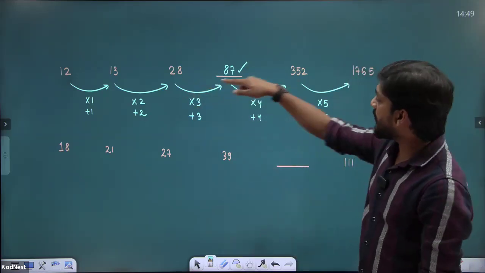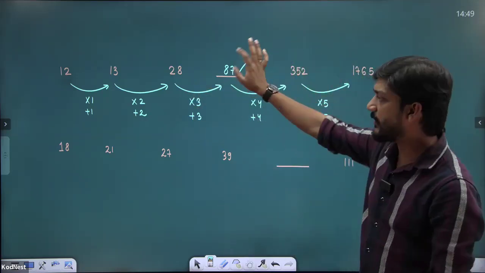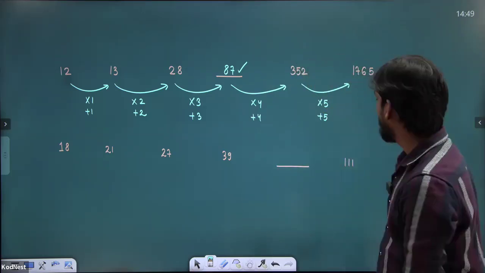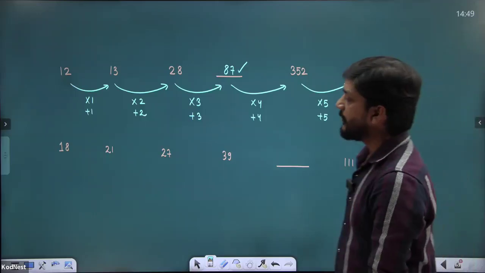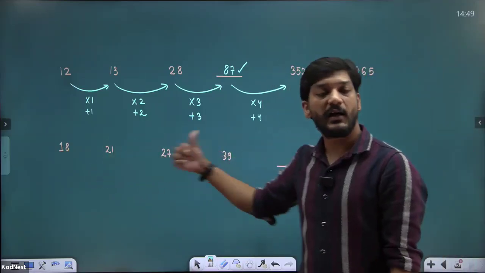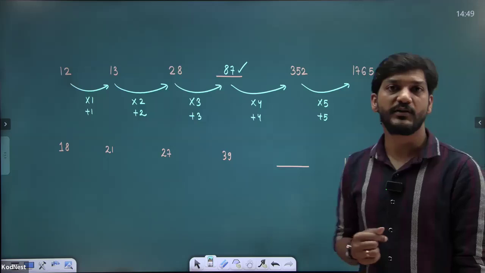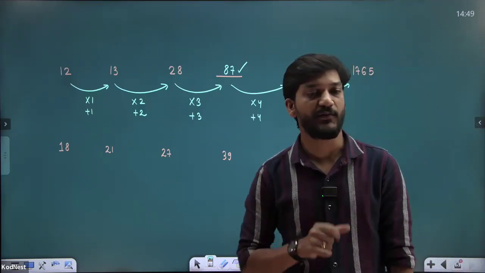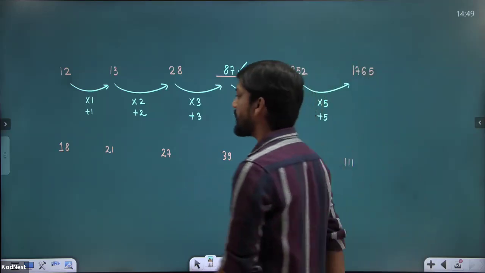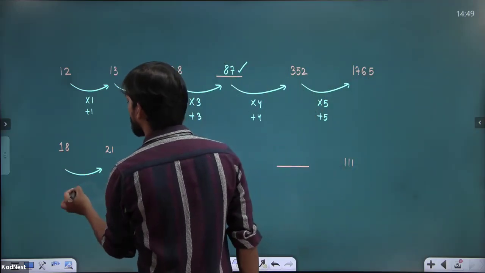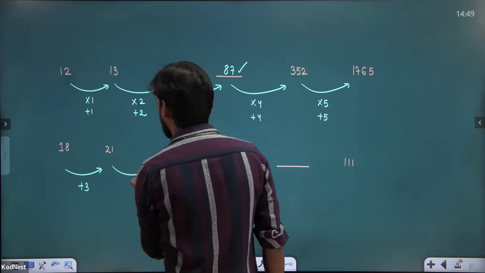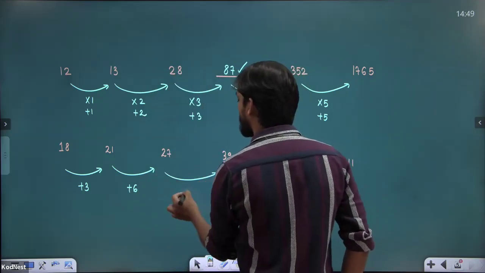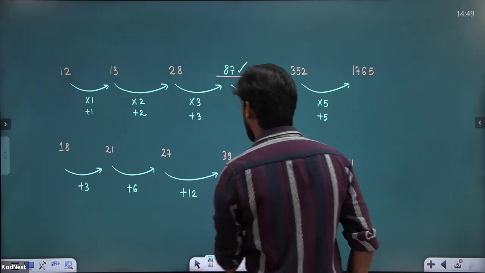Until you go till the last, please do not confirm it is the right answer. Please remember this. Now, when I come here, please carefully answer. Starting value 18 and last value 111. Is it a huge difference? No. So you can start with addition. So 18 plus 3, 21. 21 plus 6, 27. 27 plus 12, 39.